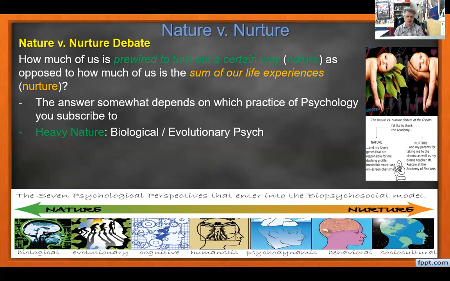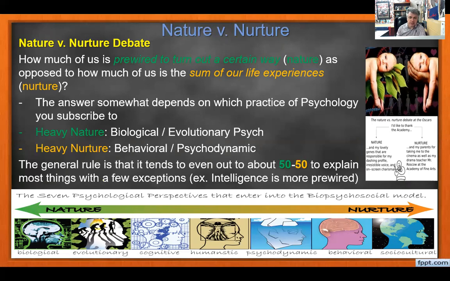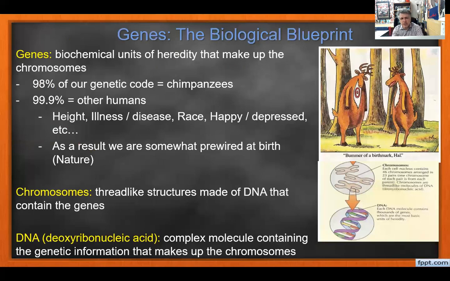And again, the heavy nature, biological and evolutionary psychologists, the heavy nurture, the behavioral and psychodynamic theory. But the general rule is 50-50, with a few exceptions, and intelligence, which we'll talk about down the road, is more pre-wired. So when it comes to genetics, and again, I don't want to turn this into a biology class or say something wrong that your biology teacher said, who probably knows this much better than I do.